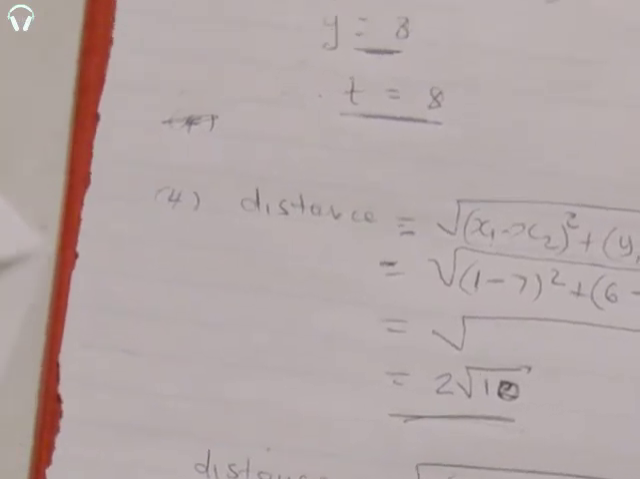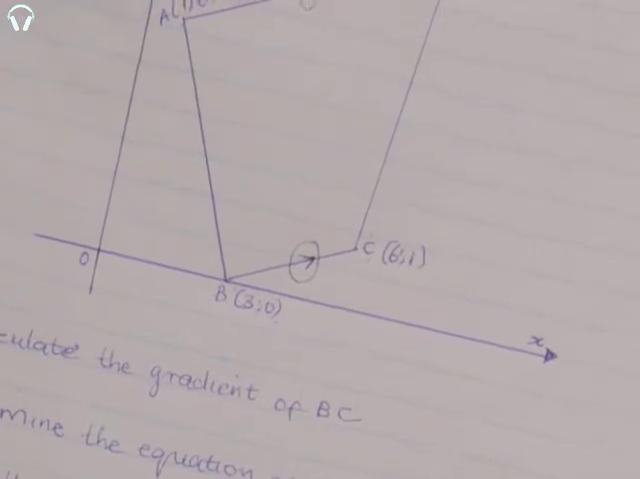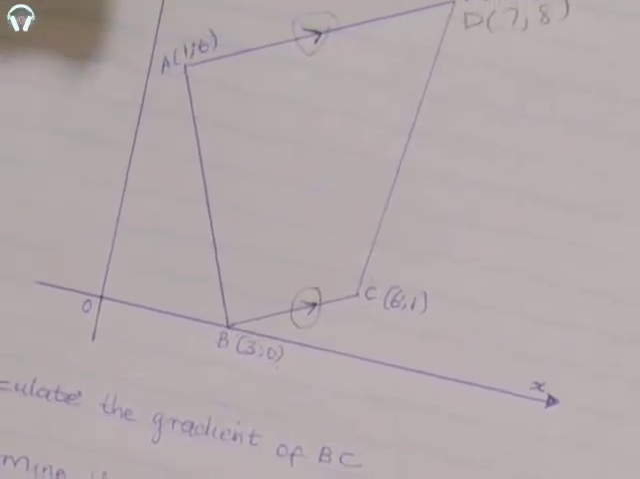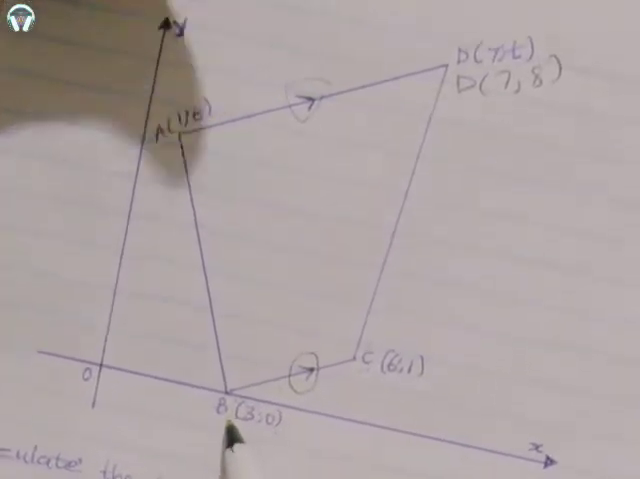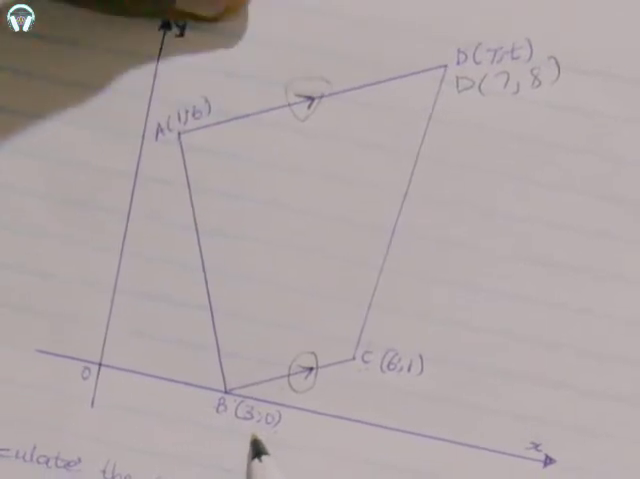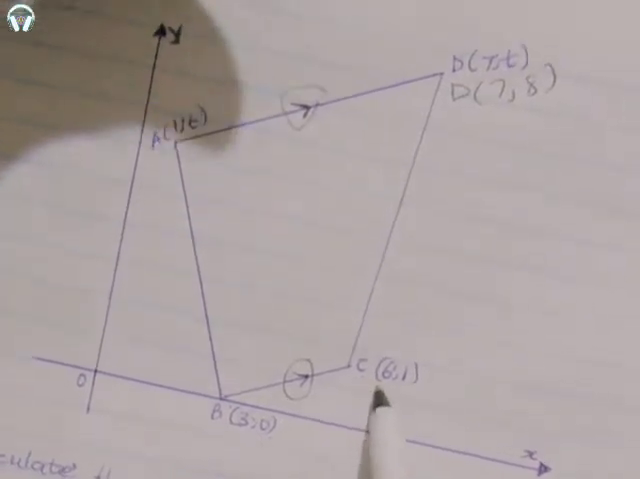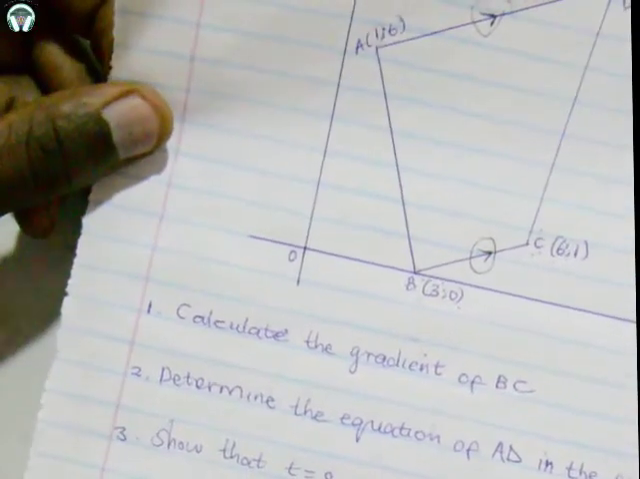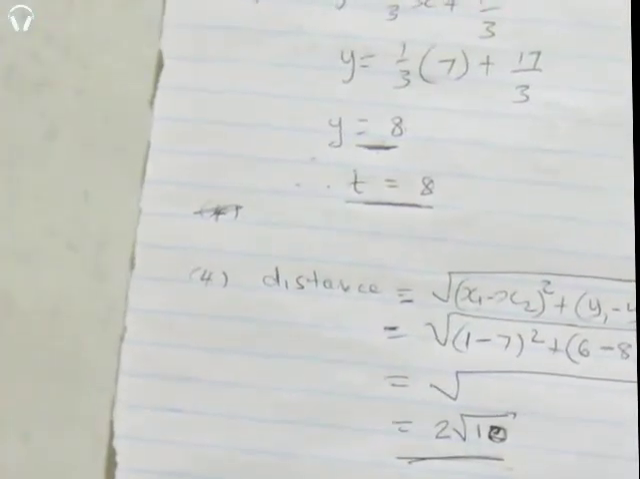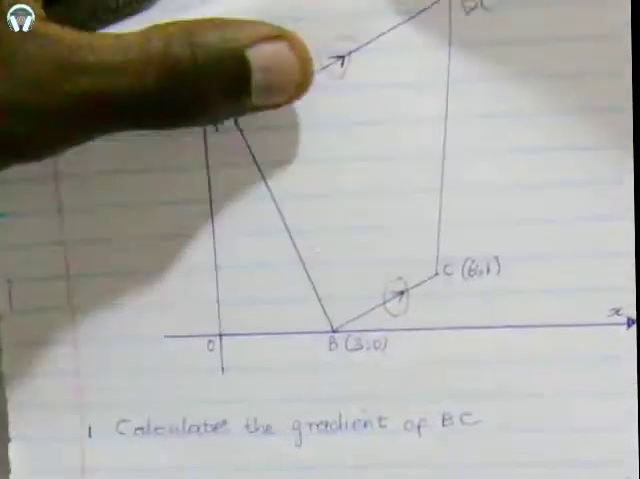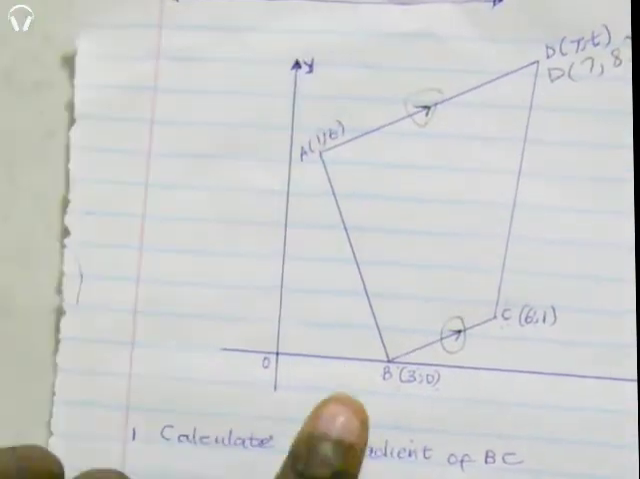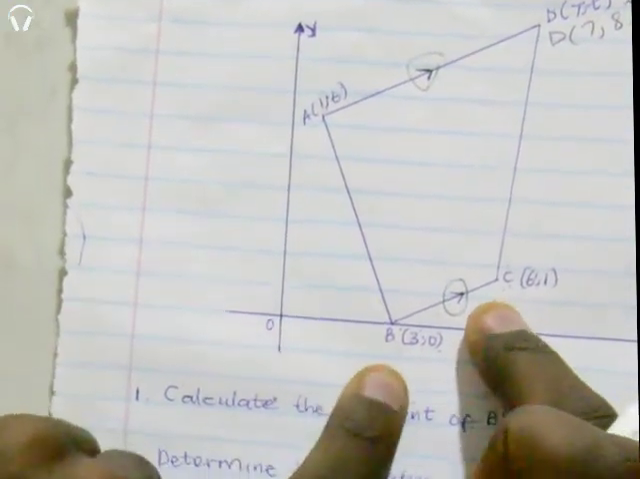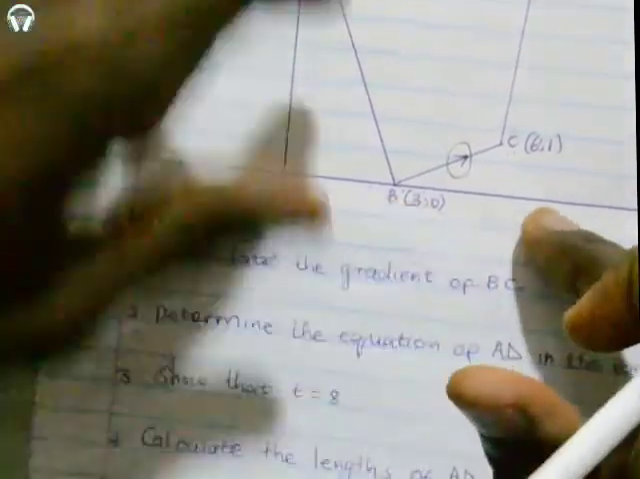Substitute the relevant coordinates. We are required to find the length of BC, so we have to use the coordinates B and C. The point B has coordinates (3, 0), and the point C has coordinates (6, 1). So we have the coordinates of B and also the coordinates of C, in this case (3, 0) and (6, 1).